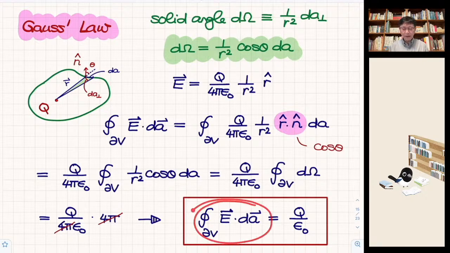So we see that the electric flux through some closed surface is proportional to the charge Q enclosed inside the surface, divided by epsilon naught, which is just a universal constant. So that's the first Maxwell equation taking its integral form, okay?